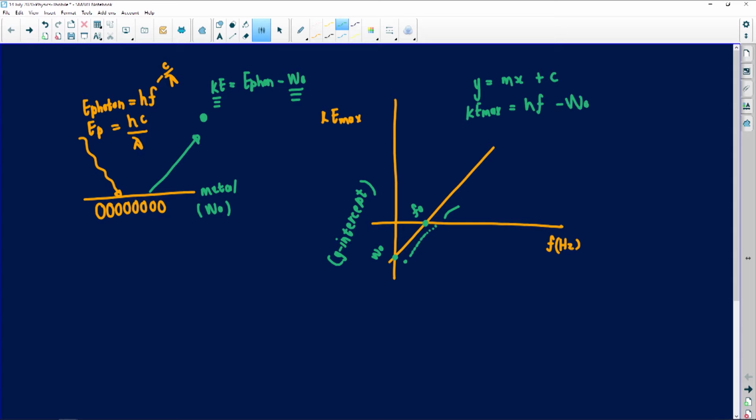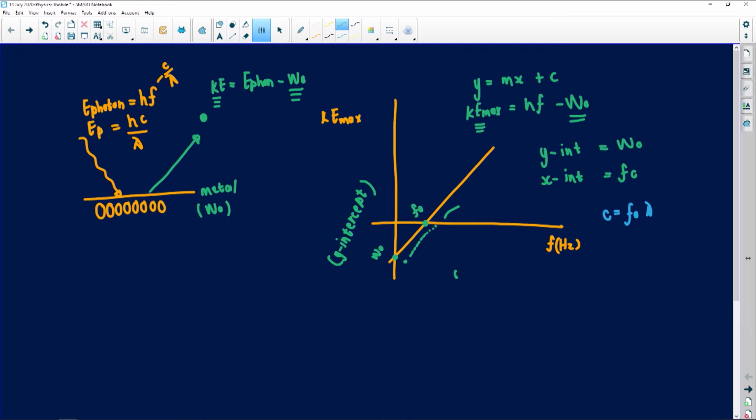minus my work function. Remember, this and this can move around depending on what you want to make the subject of the formula. So I'm just going to write the y-intercept gives you my work function. Your x-intercept gives you your threshold frequency. But then again, because we know that the photon will have some form of frequency, we can then look at lambda, my F0, and then my wavelength, right?